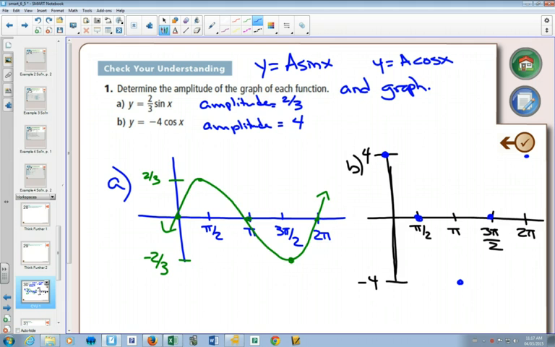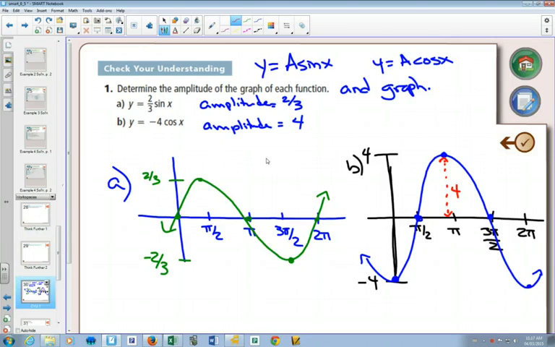But what will that negative do? That negative in front will flip this point down over here, and this one up over here, and this one down over here. So in the end, instead of starting at our maximum, a negative cos graph will start at a minimum. But it still has an amplitude of 4 because the distance, right? The distance from a maximum or a minimum to its center line is 4.